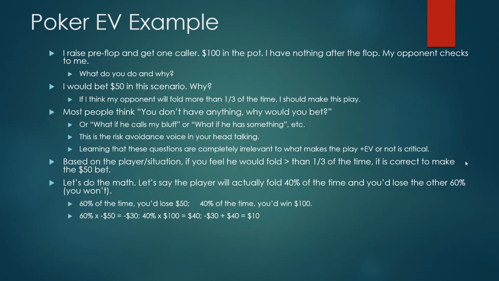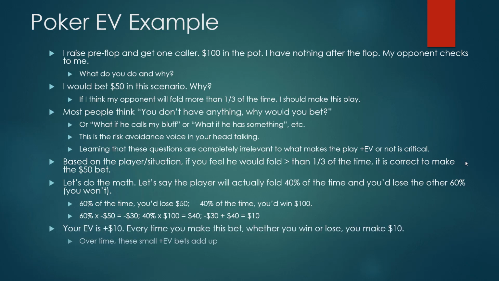So every time I make this play, I am basically earning $10, right? We took 60% times the 50, because that's what we're going to lose. That makes negative 30. We took 40% times the 100. That makes 40. We add those together. It's $10. No questions? So I already said that.